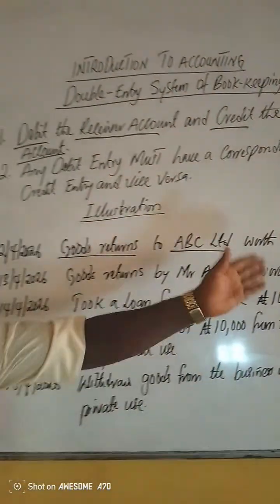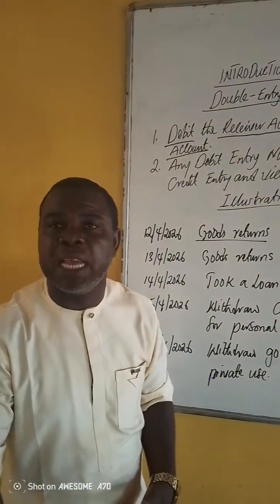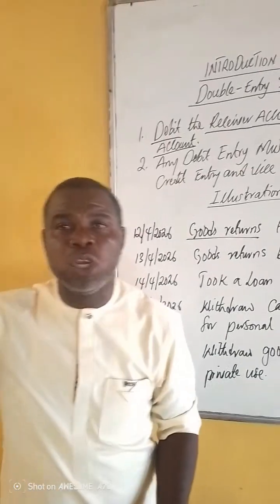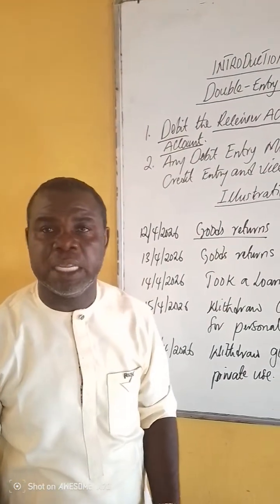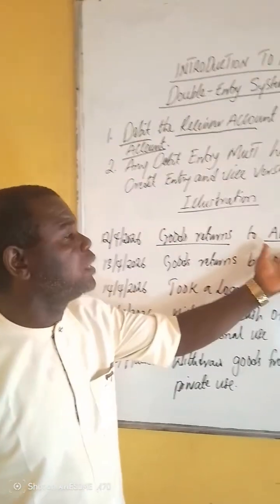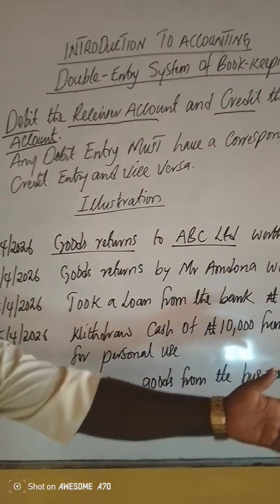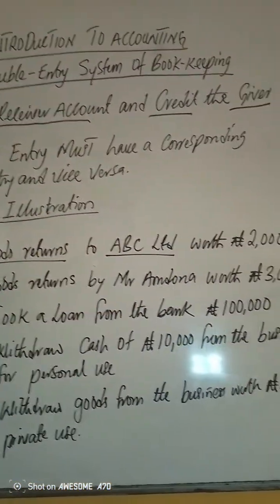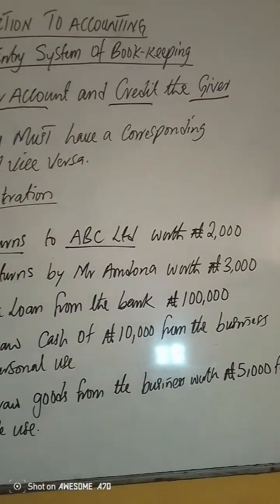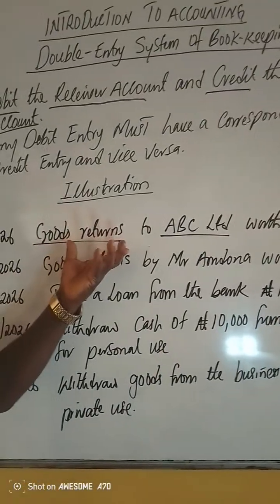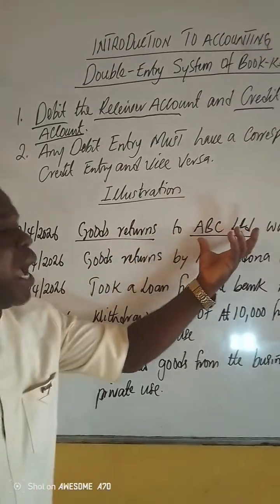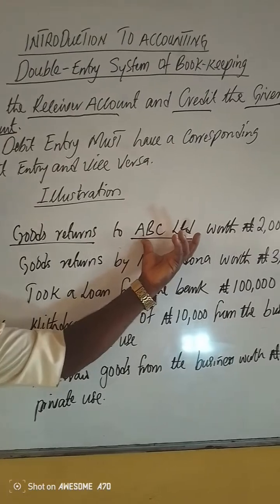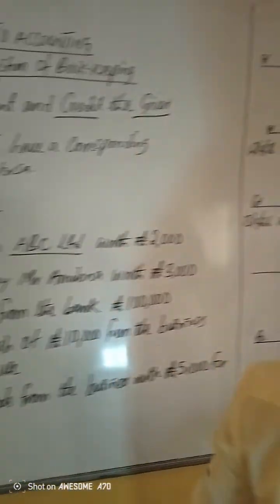You can recall that we bought goods from ABC Limited in my previous illustrations where goods were purchased on credit. So in this case, ABC Limited becomes the receiver account because goods have been returned out. So goods returned here means return outward, while ABC becomes the receiver account. Then let's look at how we post it now.